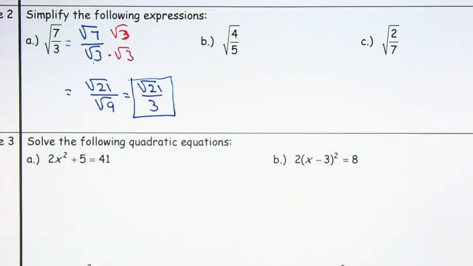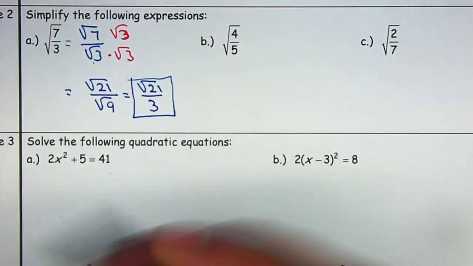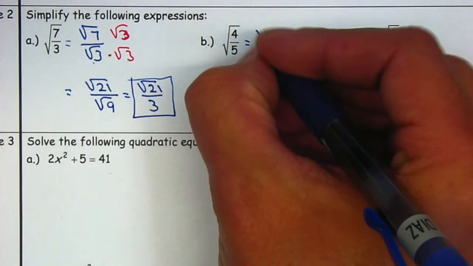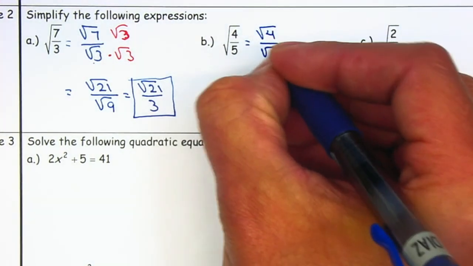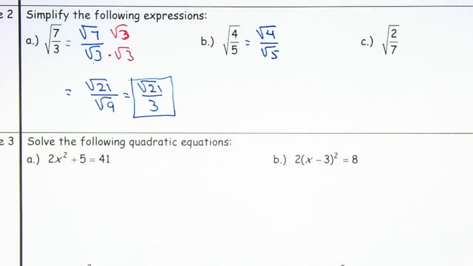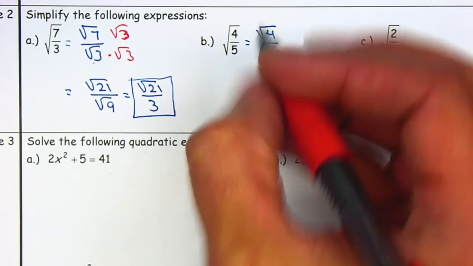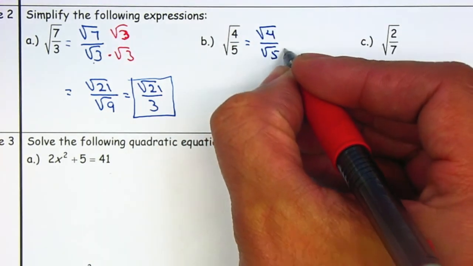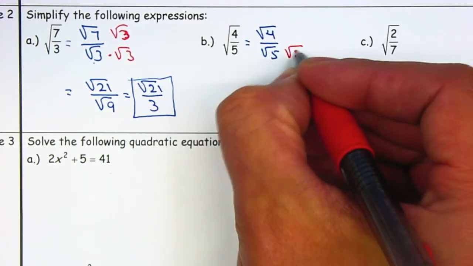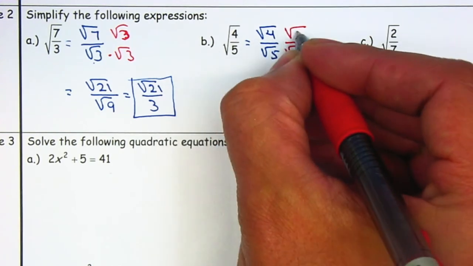So let's try letter B. We're first going to separate the fraction into two different square roots. We want to be able to rationalize it. We want to be able to get rid of the square root on the denominator. So we're going to multiply by the square root of 5. And what we do on the bottom, we need to do on the top.